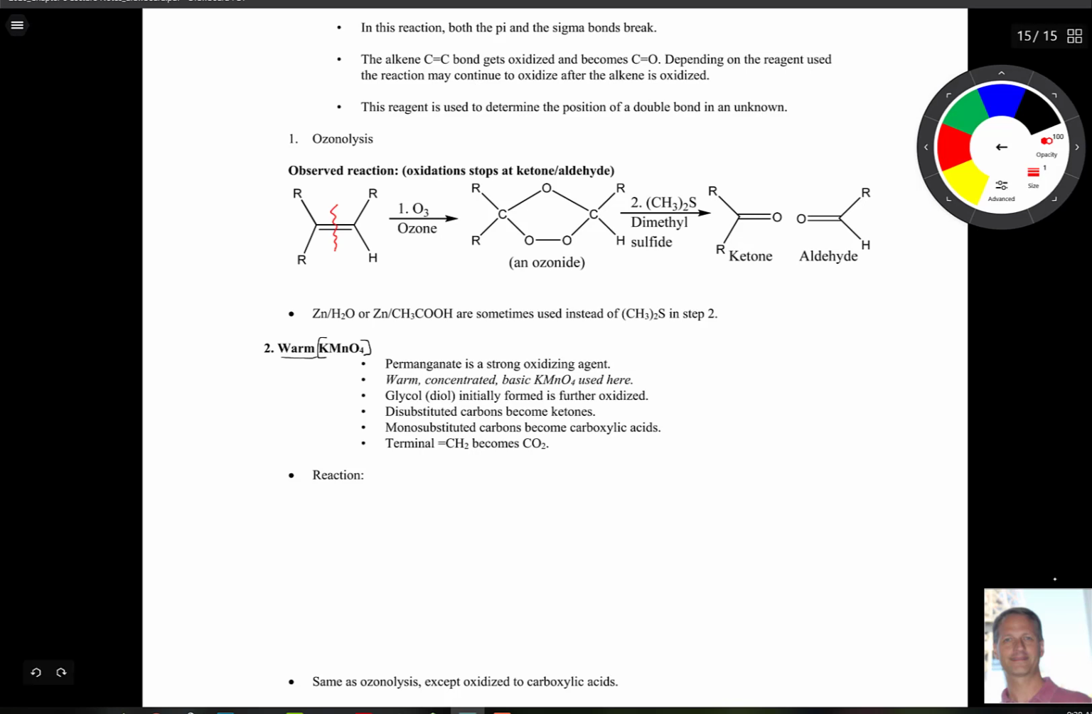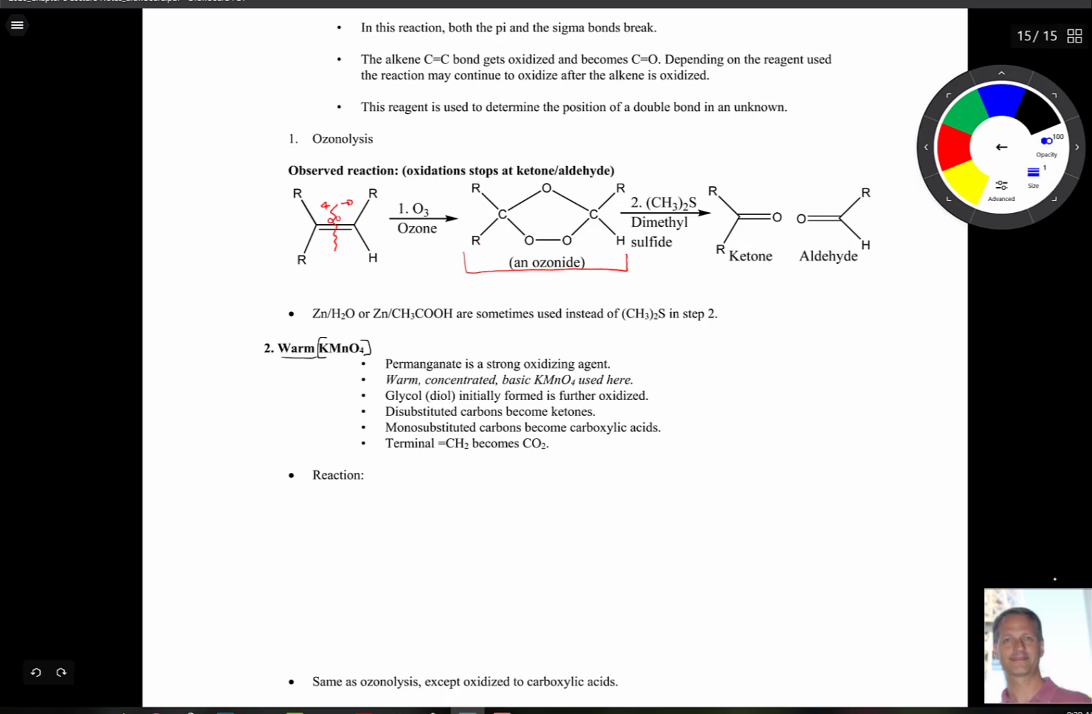You form this intermediate, which is not something you guys need to worry about. They go through the mechanism of this in your textbook, but we're not going to learn that mechanism. I never really teach that mechanism. So we're just going to learn the end result of this, which is that you form a ketone and an aldehyde. It's like this thing is opening up here, and then you're going to put oxygens on both ends right there. So you just cleave a double bond and break it in half.